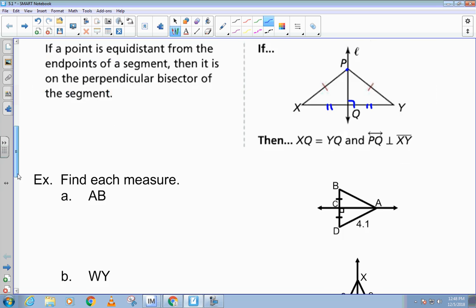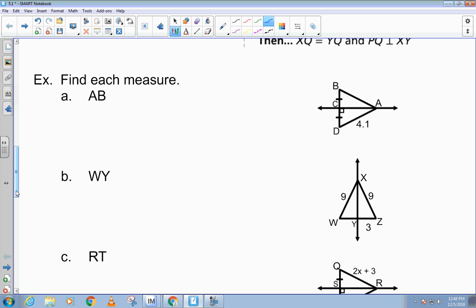So let's look at a couple of questions here. Find each measure. We want the length of AB. Well, notice that AC intersects BD at C, and it's perpendicular and also breaks into two equal parts. So what does that say about point A? That it's equidistant to both sides. So if this side is 4.1, this side is 4.1.